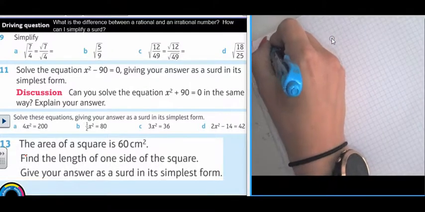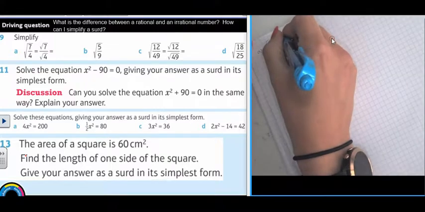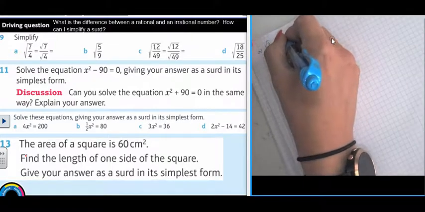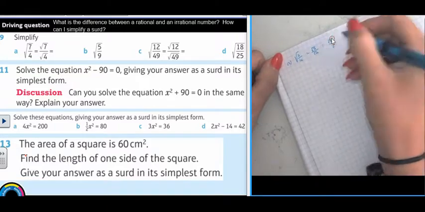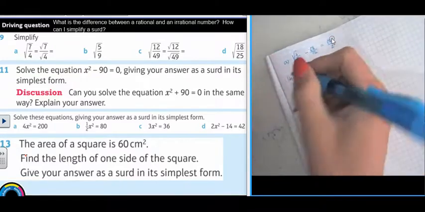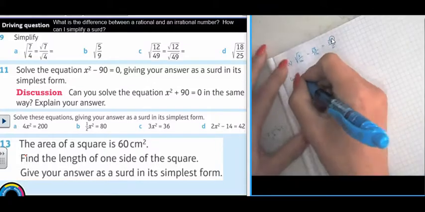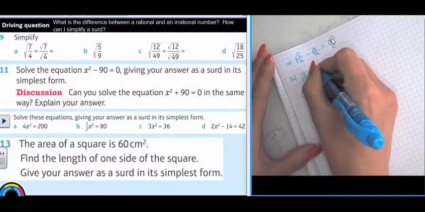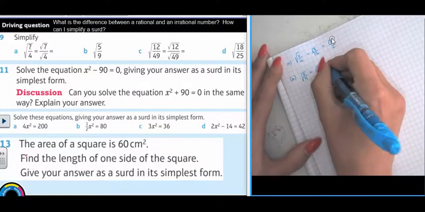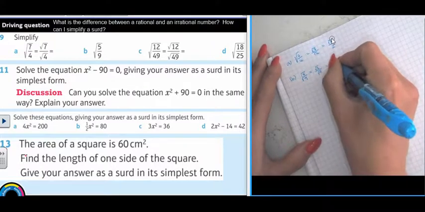Square root of 7 over 4 is the same as root 7 over root 4, which is root 7 over 2. The square root of 5 over 9 is the same as root 5 over root 9, which is root 5 over 3.